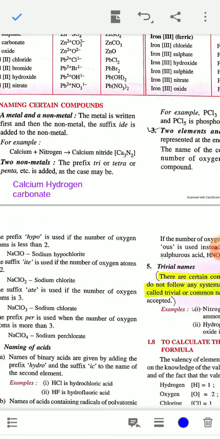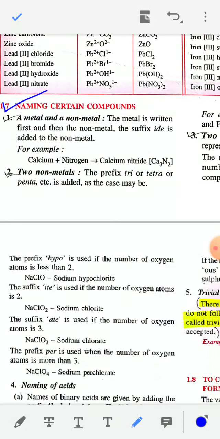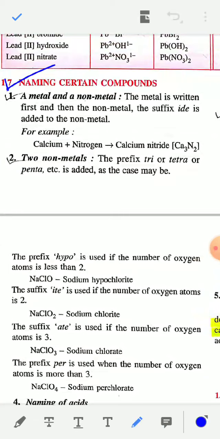And today I will discuss how to write the names of certain compounds. First type: a compound formed by a metal and a non-metal. For example, calcium nitride. In calcium nitride, calcium is the metal and nitrogen is the non-metal. The metal is written first, then the non-metal, and the suffix "ide" is added to the non-metal. So when calcium combines with nitrogen, it forms calcium nitride, and the formula is Ca3N2. Similarly, aluminum nitride means AlN. You have to add "ide" to the non-metal.